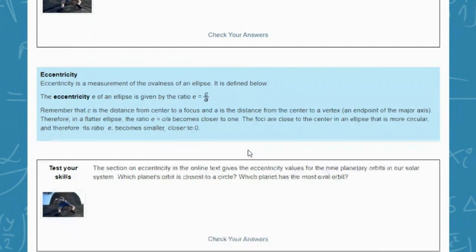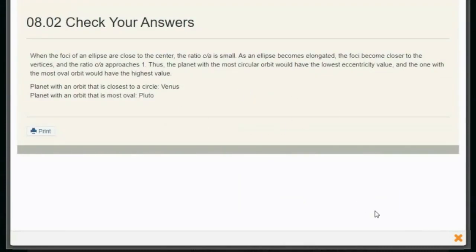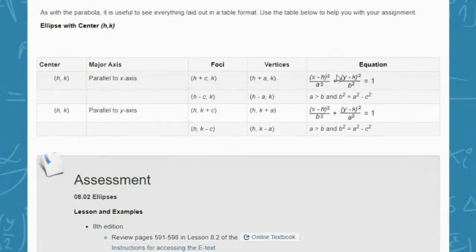All right. The section on eccentricity in the online text gives the eccentricity value for 9 planets. Oh, interesting. We don't have the online text. You'd have to look that up. But which planet has the most oval orbit? Check your answer. Okay, it didn't give us all of that. But in the online text, it gives you something. So you can't really do this section. All right, again, we have a table.